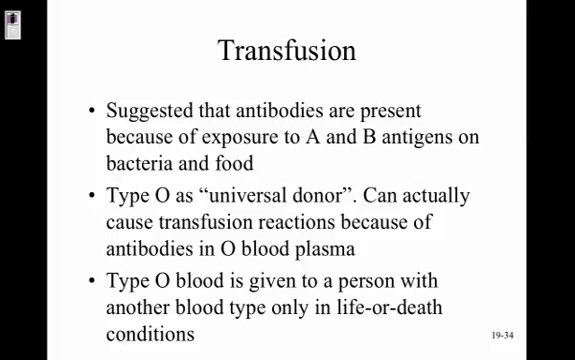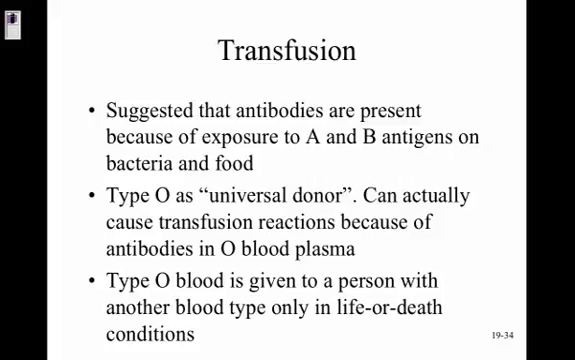So it's suggested that the antibodies are present because of an exposure to A and B antigens on bacteria and food. Because when you have infections, that's what your body is producing, antibodies, and they attach to foreign cells or foreign particles, and that's how your body knows to attack those cells. And so one of the theories is that because of bacteria in the food that we eat, you're exposed to those antigens on those cells, so your body produces certain antibodies to fight that.